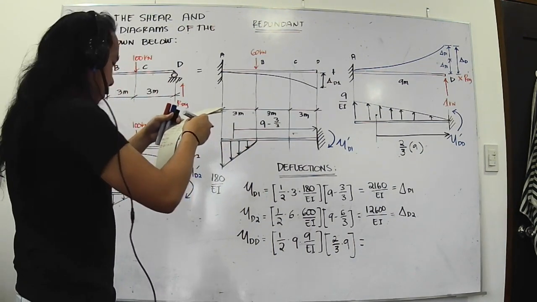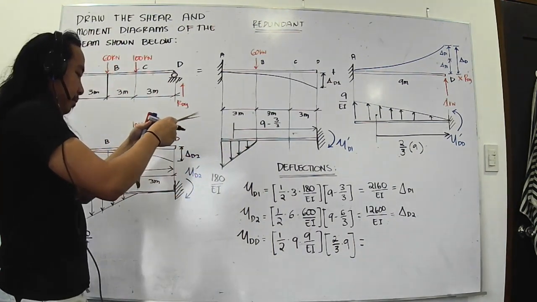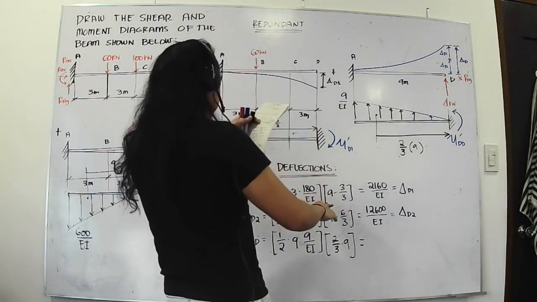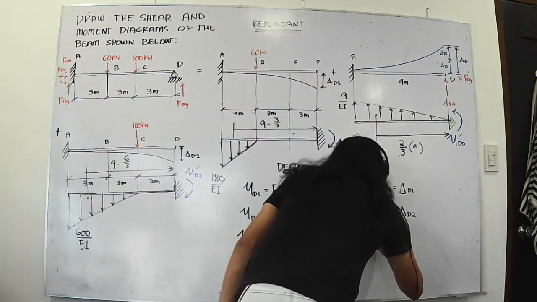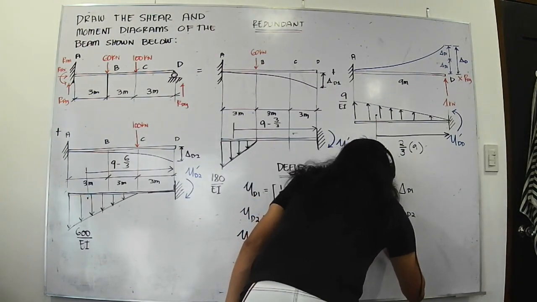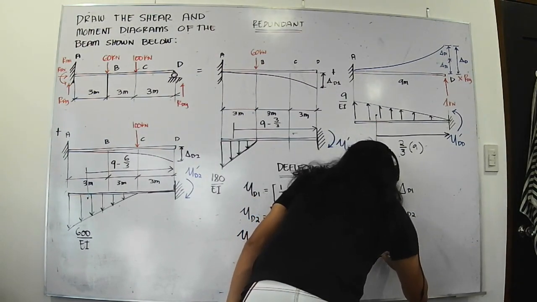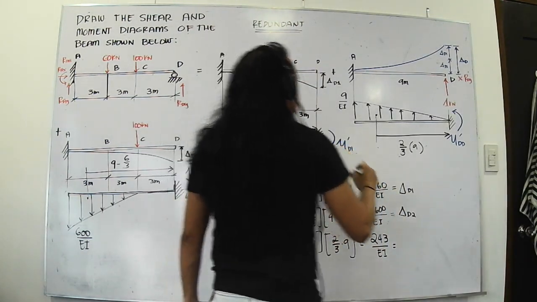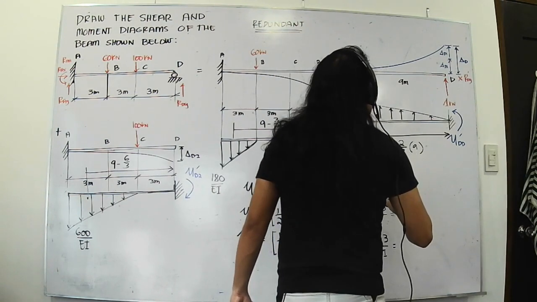Two-thirds of 9 is 6. Okay. If we take this one as equal here, this is just 243 over EI. And that is our flexibility coefficient, FDD.